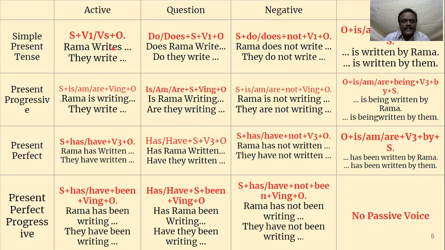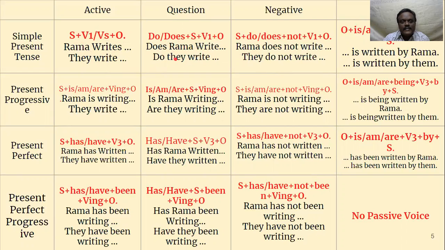Rama writes a letter. In the same way, in subject-verb agreement, in the previous video I have told you, subject and verb have to agree with each other. If the subject is singular, then we have to use verb S form. If the subject is plural, we have to use verb V1. Then if it goes to questions, in simple present tense we have questions, negatives, and also active and passive voice. These four forms I am going to explain now.